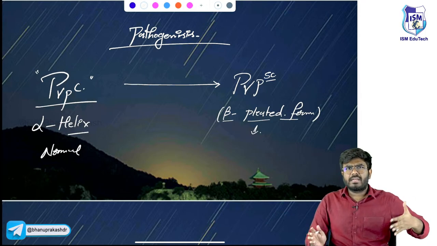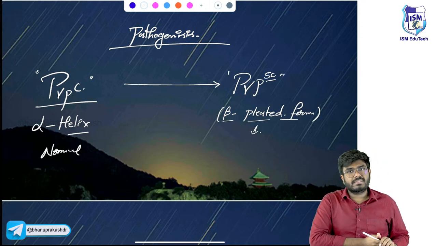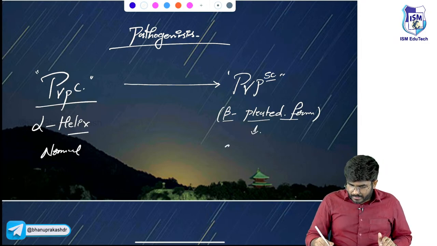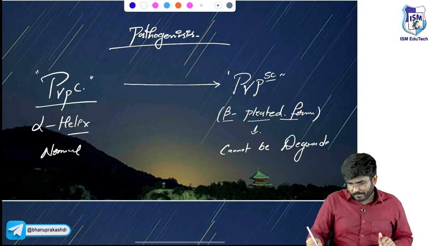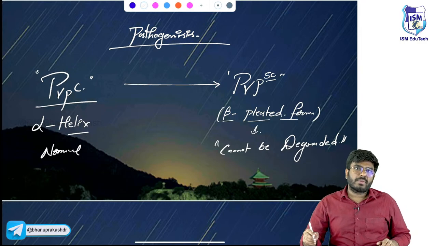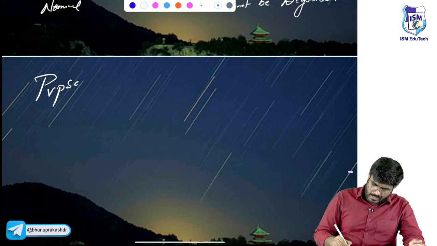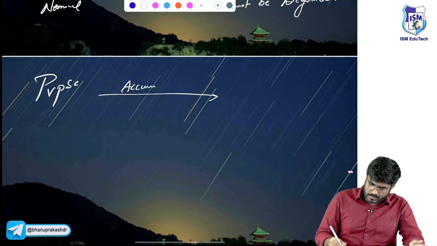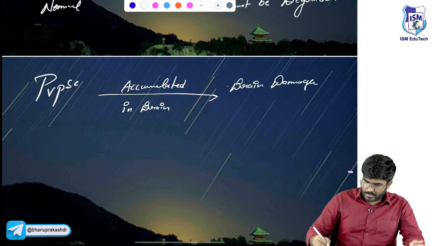Normally proteins will be degraded, right? The older proteins will usually be degraded, proteolysis will occur. But when you have a protein like PRPSC, it cannot be degraded. It is resistant to degradation. Now what happens? This PRPSC starts to accumulate in the brain, and it will cause brain damage.